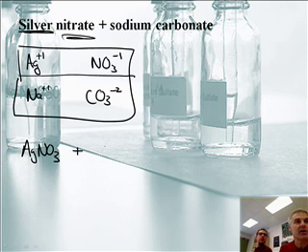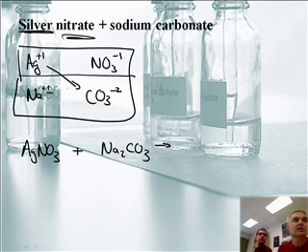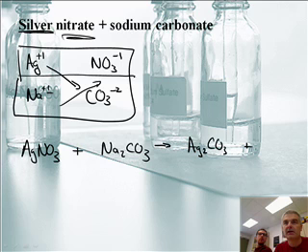And then we'll do sodium carbonate. That'd be Na2CO3, because of the plus 1 charge and the minus 2 charge. Now we're going to put them diagonally together, right? So silver carbonate would be Ag2CO3, plus, over here, NaNO3. So we've got silver nitrate.